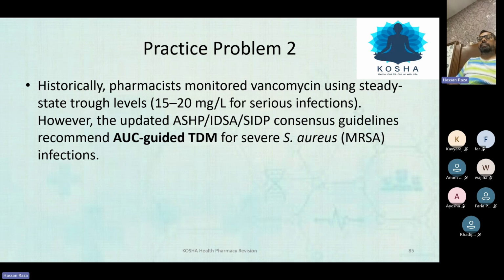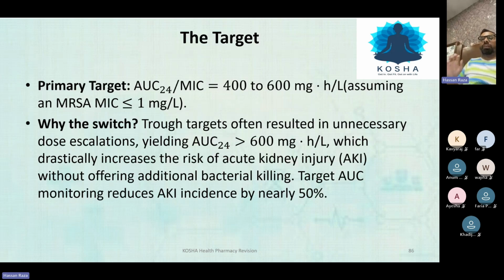Now, the guidelines suggest that you have to calculate area under curve, which I have explained to you as well. I have told you area under curve is the concentration multiplied by time. The amount which is present in your blood in a specific amount of time is called area under curve. So what do the ASHP guidelines suggest now? They ask us to calculate area under curve for 24 hours and divide it by the minimum inhibitory concentration of the antibiotic, and in this case, vancomycin.